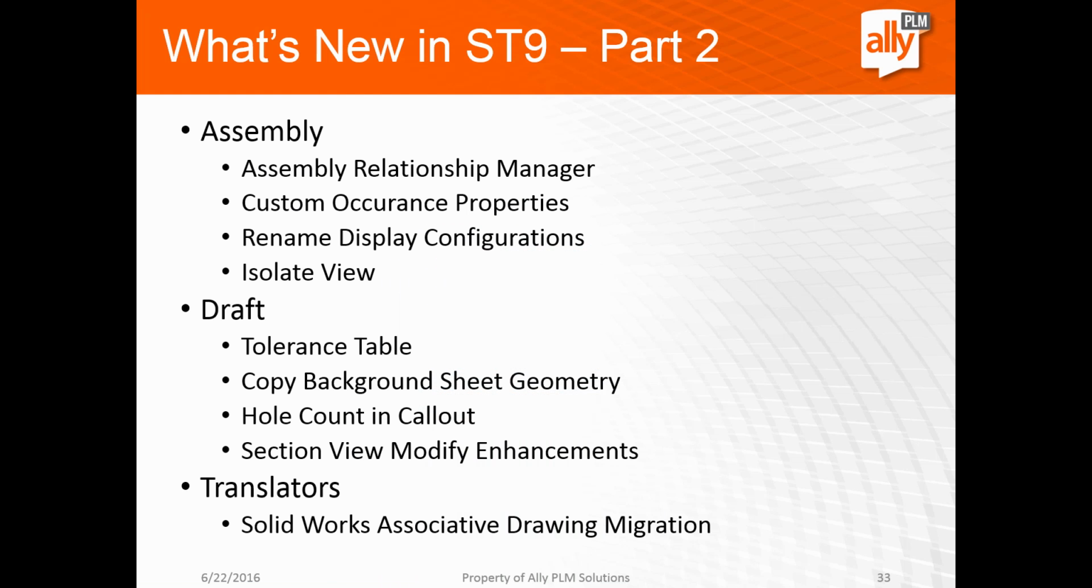So that's all the time that we have for today. Just to kind of show you what's coming in the next part, we'll look at some enhancements in the assembly and draft environments, things like the assembly relationship manager, some custom occurrence properties, tolerance table in the drafting environment, hole count and callouts, some translator enhancements, including the SolidWorks associative drawing migration. We'll also look at the pack and go feature in detail, as well as the design manager. So that's it for part 1, and look forward to part 2 in a couple weeks.